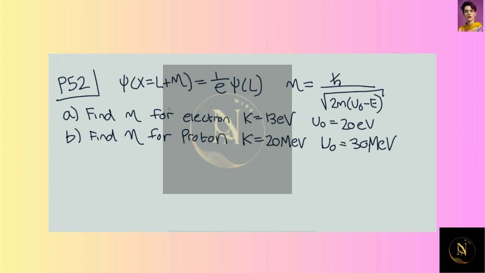We have what's being defined as a penetration distance, eta, and it's defined as a distance in which the wave function decreases by a factor of 1 over e.